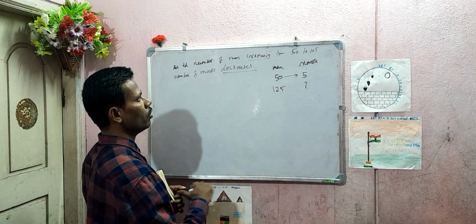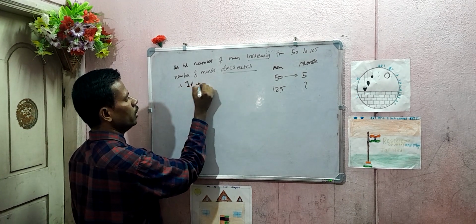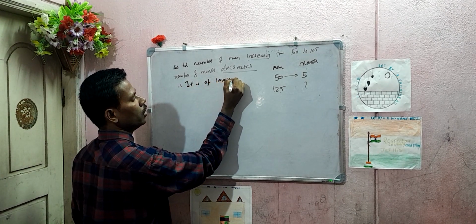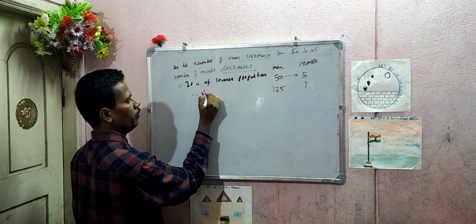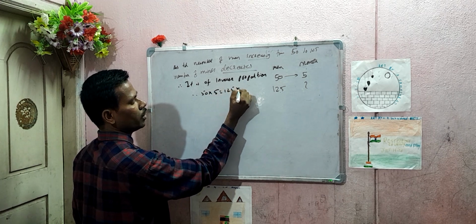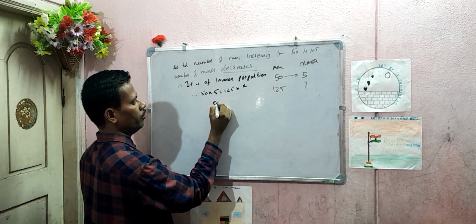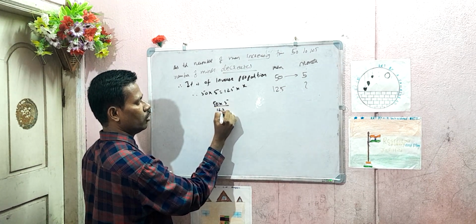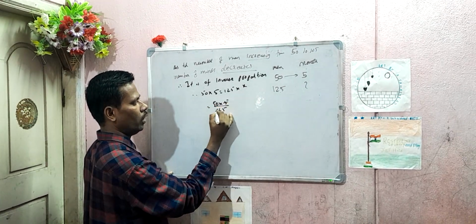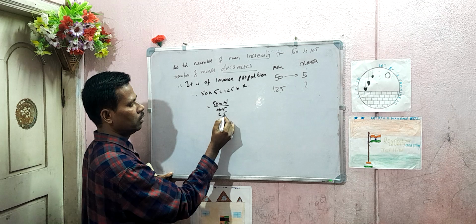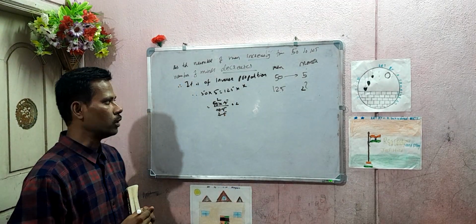So one is increasing, one is decreasing. What can you say? Therefore, it is of inverse proportion. Therefore, 50 into 5 is equal to 125 into x months, like that. 50 into 5 by 125. Write down here. 5 2s are 10, 5 5s are 25, minus 25, 2 months. So they will complete the work within 2 months.